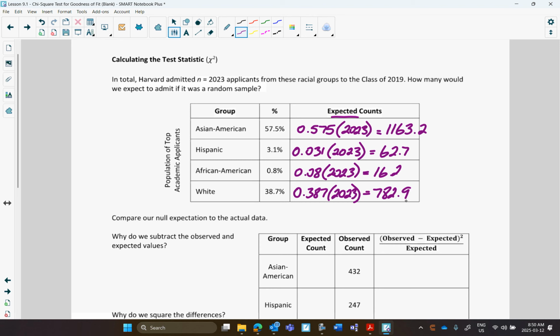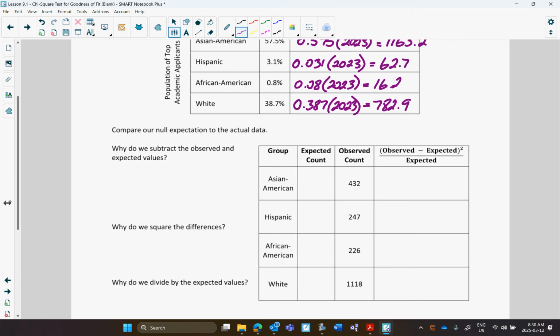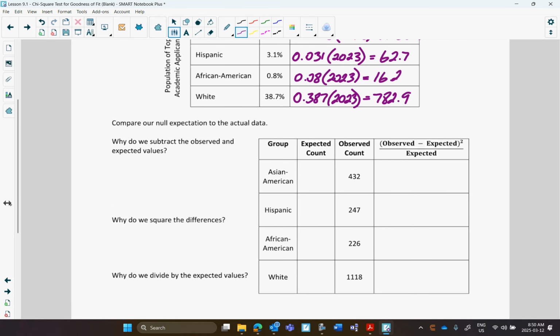But then we go to the data and see what actually happened. What were the observed admits or observed counts? We're just going to take these 4 numbers and put them here. We would have expected 1163.2. We would have expected 62.7. We would have expected 16.2. And we would have expected 782.9. But these are the ones we actually got from the admits data.